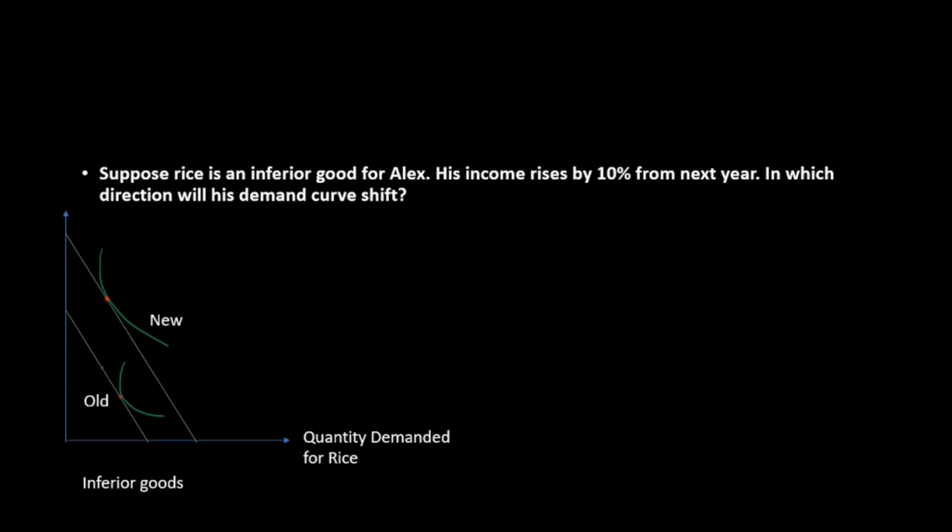So let's see how the demand has shifted. Now, according to my old budget line, the most optimal point of consumption was at point B, but according to the new budget line and the new indifference curve, the most optimal point of consumption is at point A. So what has happened? The demand has decreased from B to A. In other words, the demand curve for rice has shifted downwards to the left. As you can clearly see here, because rice is an inferior good, with the rise in income, the quantity demanded for rice has decreased.